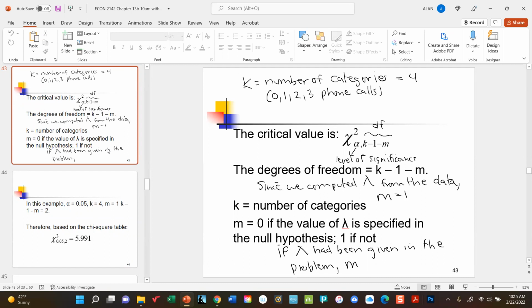Then m would be 0. Think of m as how many values we were required to calculate ourselves from the data. So in this case, k is 4, m is 1. The number of degrees of freedom, k minus 1 minus m, is 4 minus 1 minus 1, which is 2.